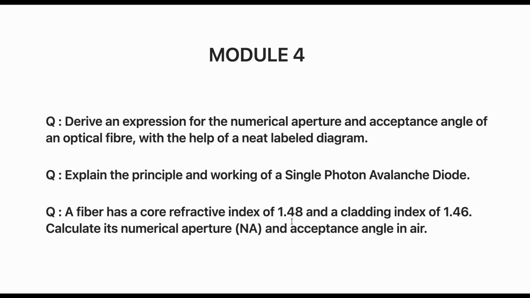Let's understand which formula we are using here to solve this problem. Numerical aperture equals the square root of n1 square minus n2 square. n1 is the refractive index of core, which is 1.48, and n2 is the refractive index of cladding, which is 1.46. Now take the square root and you will get the numerical aperture. The acceptance angle in air is calculated as theta a equals sine inverse of the numerical aperture, which we get from this calculation.